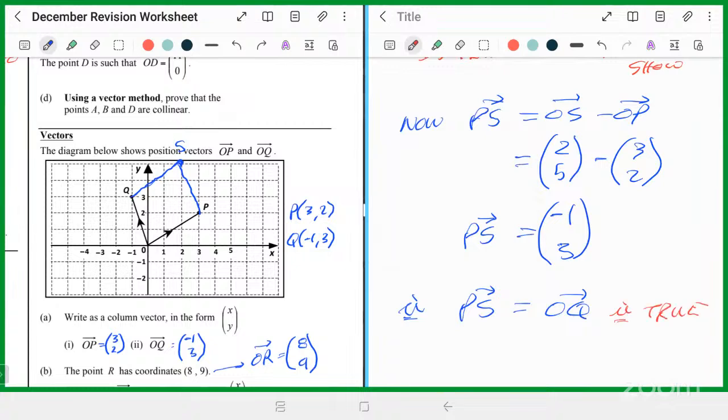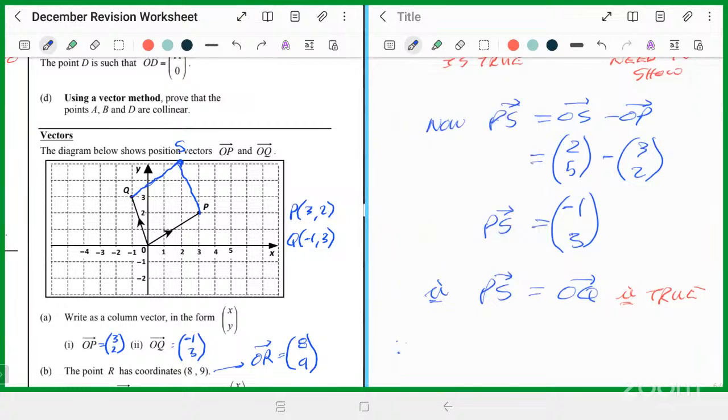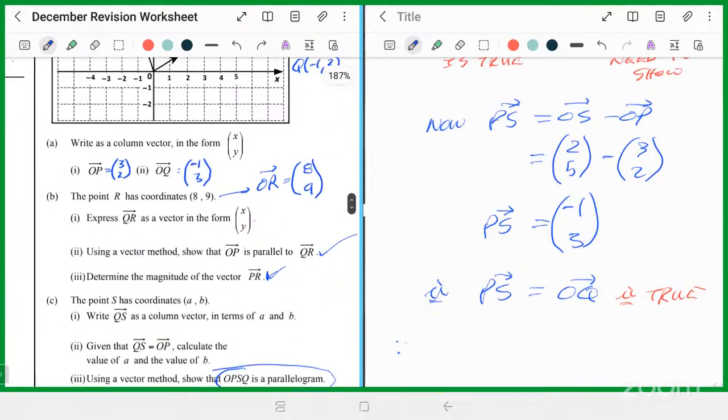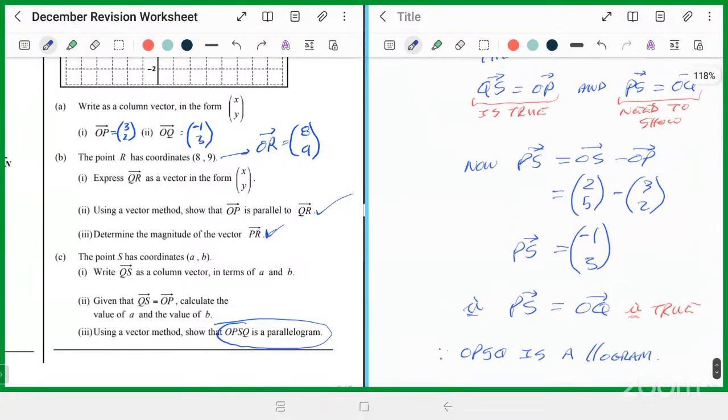So the two pairs of opposite sides, two opposite vectors, are equal. Two pairs of equal opposite vectors. And therefore, we have a parallelogram. Therefore, it is true that OPSQ is a parallelogram. That is it.